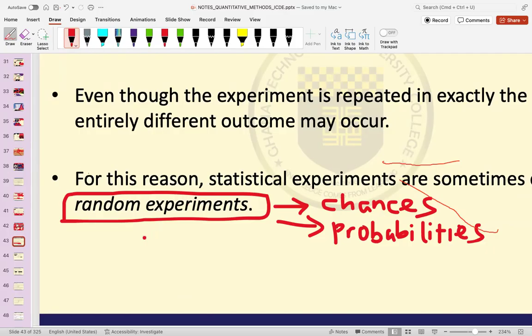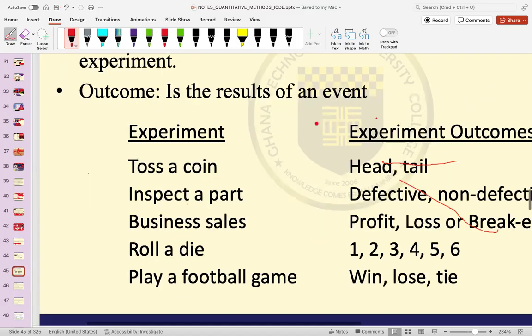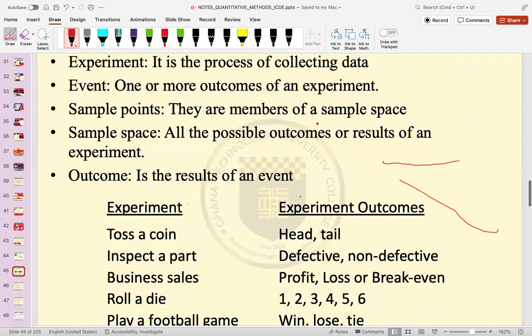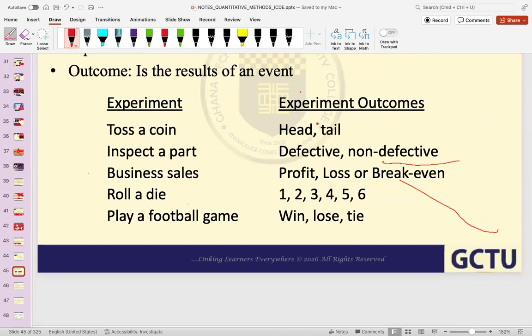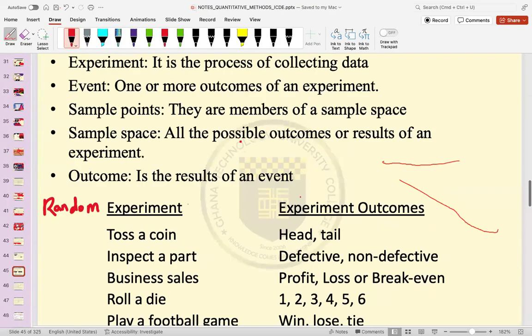And the next question is, what is a random experiment? You've experienced it, you've seen it every time in most of your activities. And these are examples of random experiments. All the experiments in business, all the chance calculations in business have their root cause from some of these random experiments.